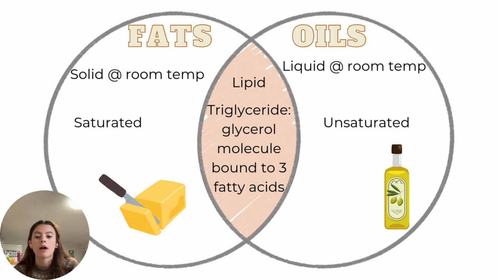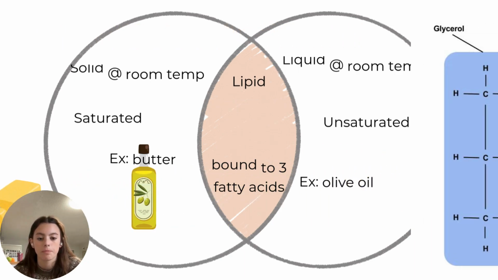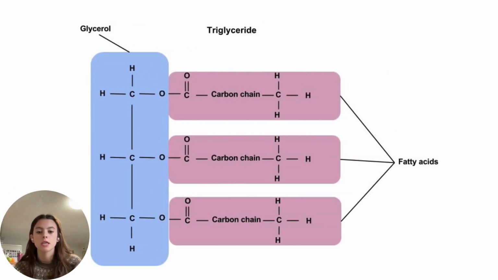An example of a fat would be butter, which is often used to make cookies, and a type of oil would be olive oil. But usually, if you're making a cake, for example, you would use something more like vegetable oil. Here's a picture of a triglyceride. You can see the glycerol molecule bound to three fatty acids.